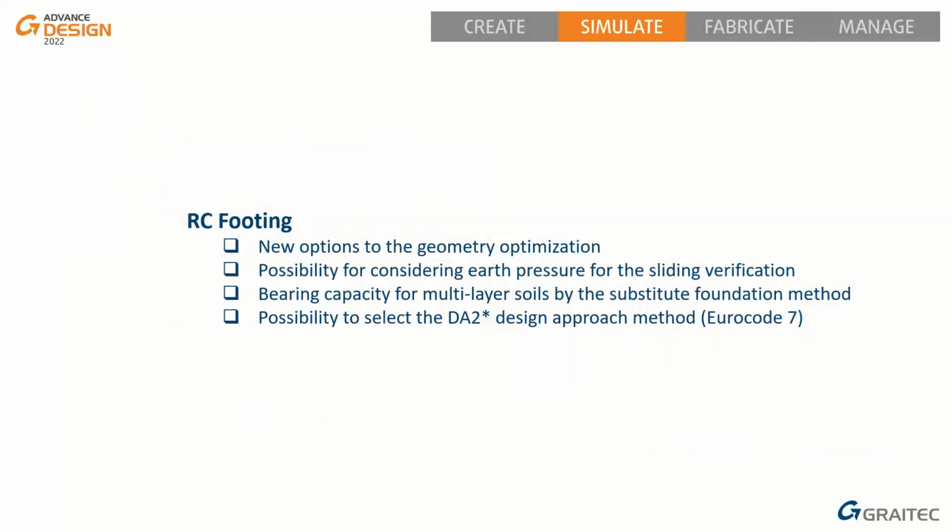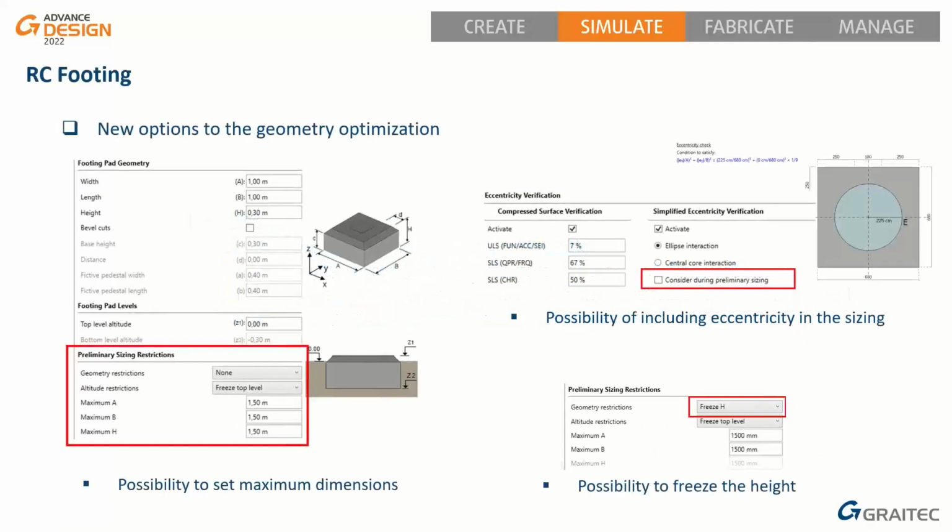And now time for footings. The first improvement is related to the geometry optimization, because we now have new options. We can set the limit values for the dimensions, the maximum width, or we can also freeze the height of the footings. We can also include the eccentricity of the footing during the shape optimization calculations. So there are several new options related to this.